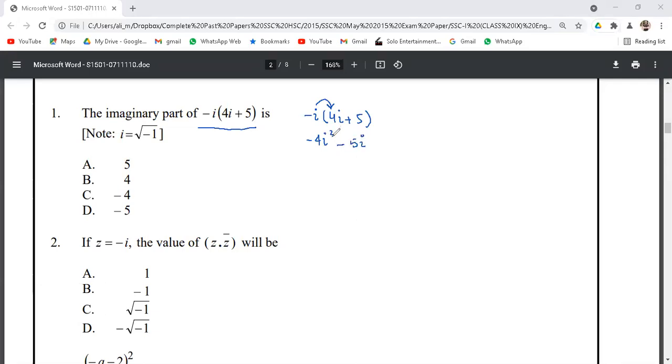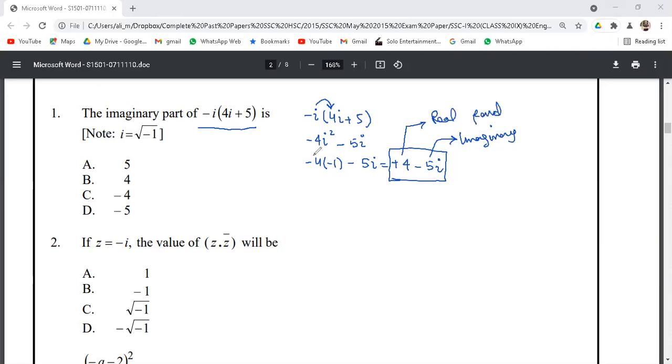So iota square, as we know that it is equal to minus 1. So minus 4 into minus 1 minus 5 iota will become plus 4 minus 5 iota. So this is the simplified form of this complex number. So we know that the coefficient of this iota is minus 5. So this is our imaginary part of this complex number, and this plus 4 is the real part.